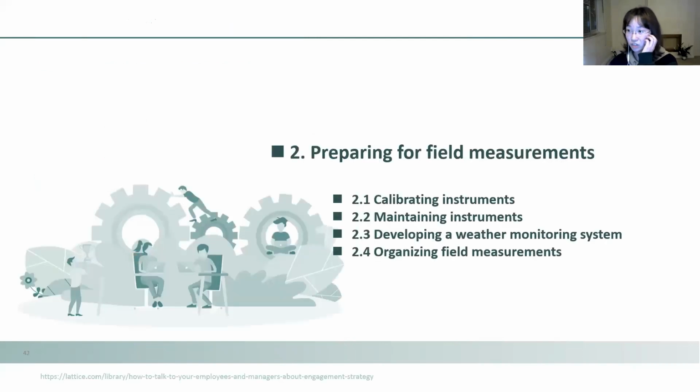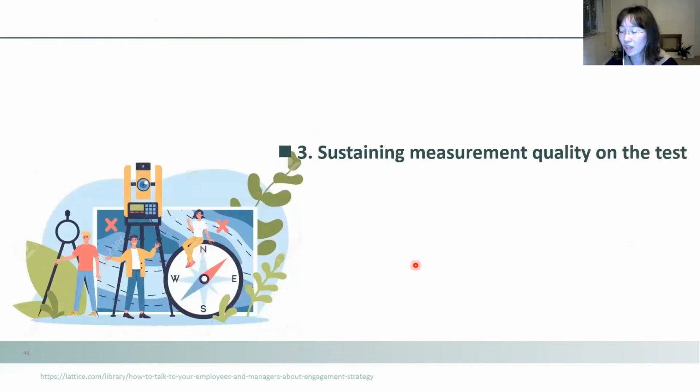So in this section, I talked about preparing for field measurement, and I introduced the instrument calibration, maintaining, how to develop a weather monitoring system, and how to organize a field measurement. And the third section is about sustaining measurement quality on the test.